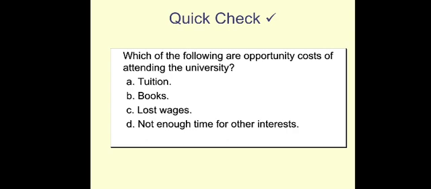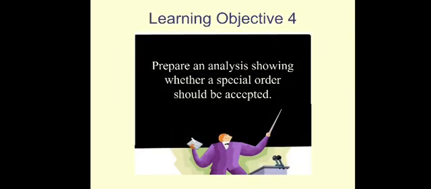So the answer is lost wages, isn't it? You go to university, you lose wages. If you work, you get wages. And another thing is not enough time for other interests. That one cannot be measured in terms of dollars and cents, but lost wages can be measured using dollars and cents. So you will use that knowledge about opportunity cost in the later slides.